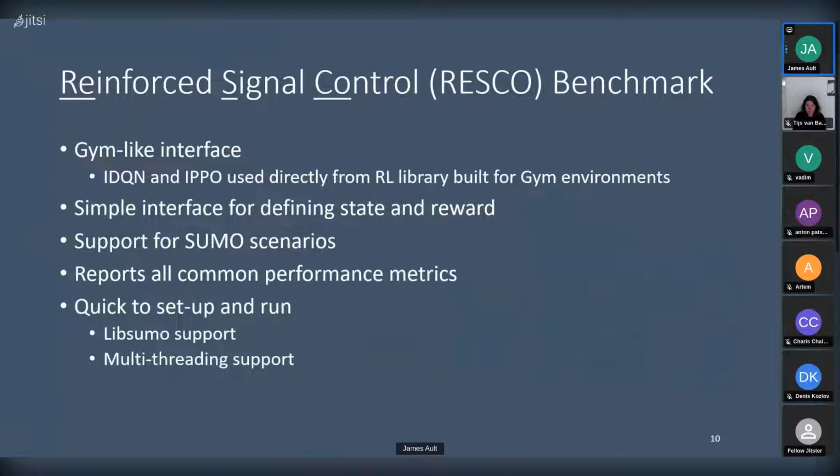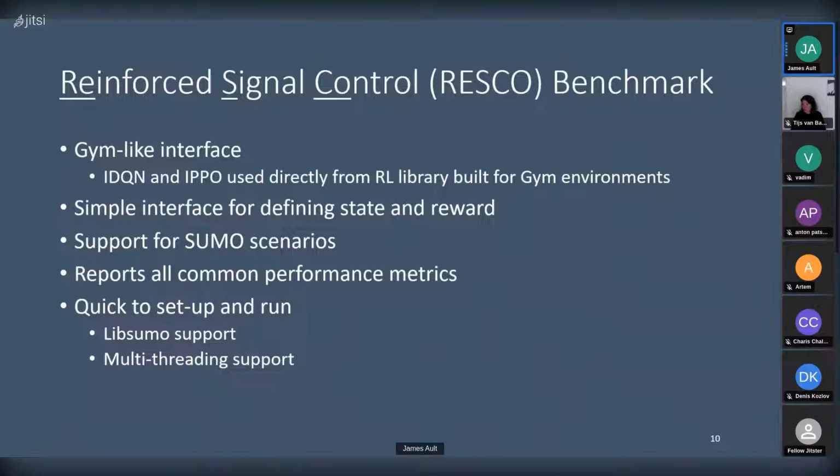So Resco makes it easy to implement new methods as it uses a Gym-like interface. The IDQN and IPPO implementations are directly called from an RL library built around Gym environments. Further, it allows you to define the state and reward through a straightforward interface. And as the benchmark tasks were extracted from publicly available scenarios for Sumo, new tasks can readily be created from more accurate traffic models in the future. While average delay is the most common reported performance metric, the benchmark outputs all of the common metrics, including those based in queue lengths, travel durations, and waiting time.